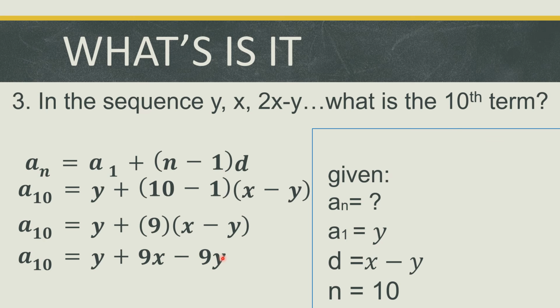9x minus 9y, or 9 times x is 9x, and 9 times negative y is negative 9y. Then bring down y. Then this time we're going to combine like terms, which is y and negative 9y. That is equal to negative 8y, and bring down 9x. So it means our 10th term, or a sub 10, is 9x minus 8y.